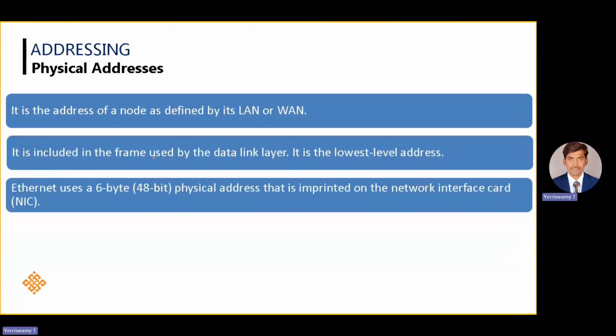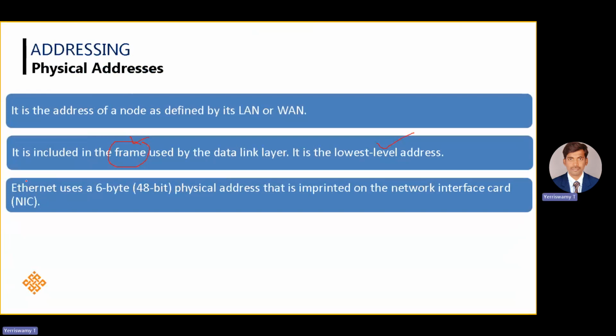It is included in the frame. As I already told, physical address is checked in the data link layer. Normally in the data link layer, the data will be in the form of frames, so for every frame the machine address is added. This is the lowest level of address. At the receiver side, the first address we check is the MAC address in the data link layer. Then we check the IP address in the network layer, then the port address in the transport layer, and lastly the specific address in the application layer. So we call it the lowest level address.